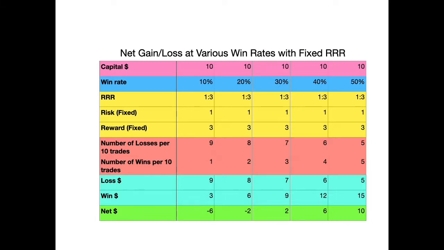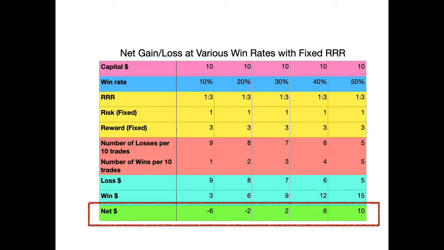Now let's look into this next chart. This chart computes for the net gain or loss at the various win rates with a fixed RRR. The purpose of this table is to find out what the minimum win rate should be with an RRR of 1:3. From the table, the capital is fixed at $10.